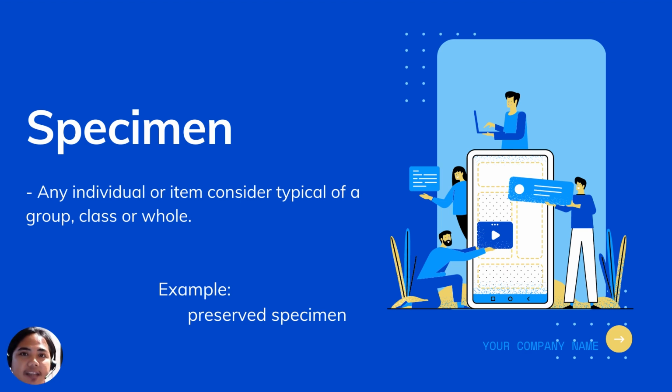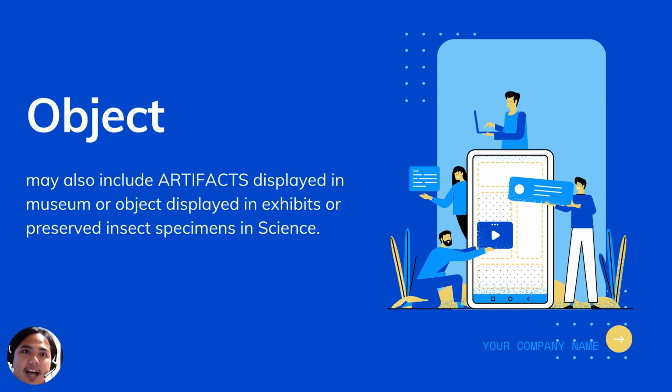Next would be a specimen. For all we know, a specimen is any individual or item considered typical of a group, class, or a whole. Usually, you can find preserved specimen in museums as exhibits. We also have objects. An object may include artifacts, just like specimen, which may be displayed in museums or in exhibits, like preserved insect specimens in science. Sometimes specimen and object are interchanged.